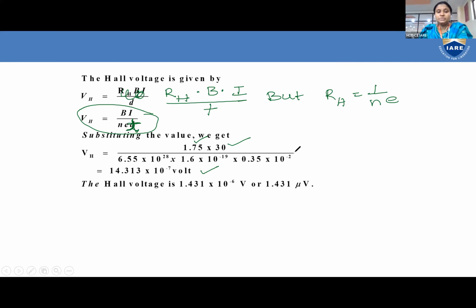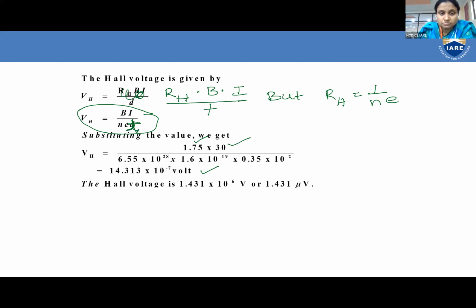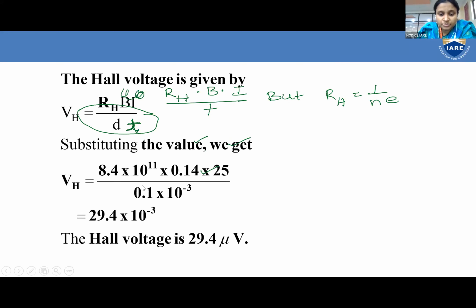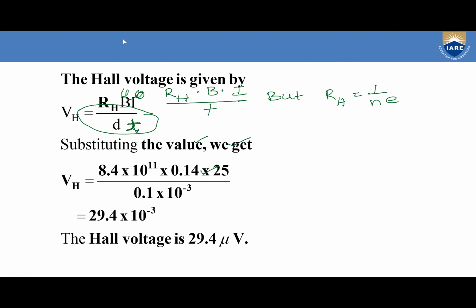our value. I think I made some mistake in the previous problem. What is the answer we got in the previous problem? This should be minus 6, students. All of you change this answer. Yes, ma'am, that fifth problem: 2.94 into 10 power minus 6.